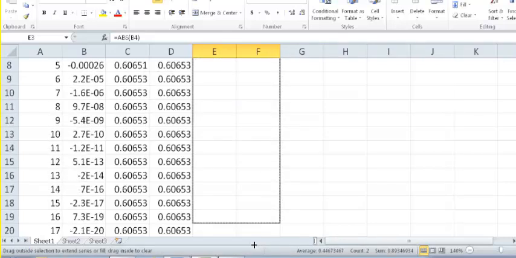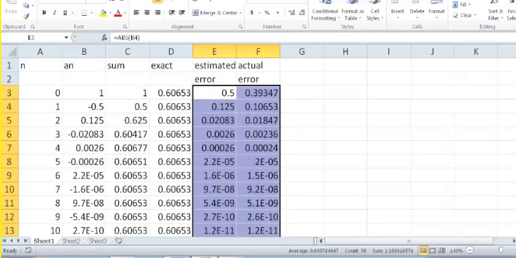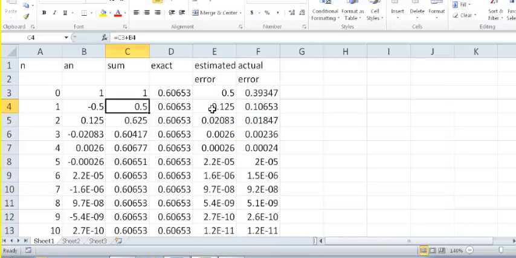So we get to the end. Notice this actual error is always less than this remainder. The remainder is the one term beyond what we've used in the actual sum. And what it asks here is to determine the number of terms required to approximate the sum of the convergent series with an error less than 0.001.